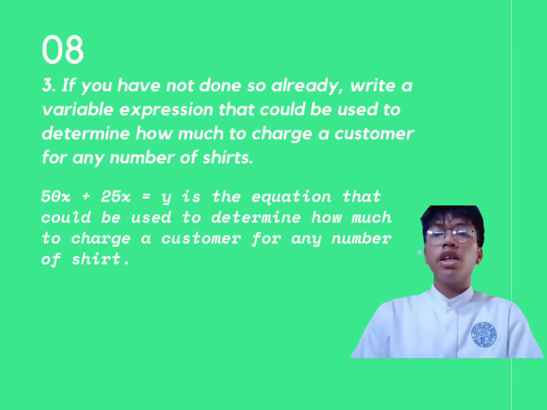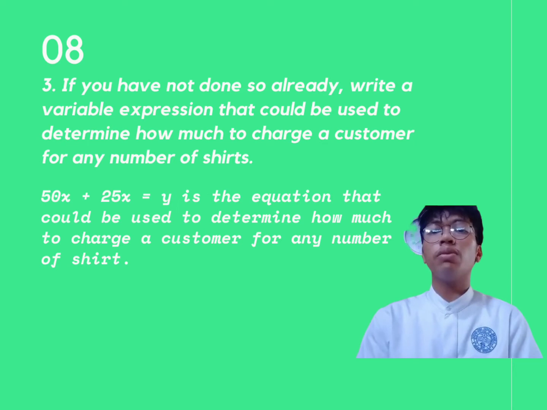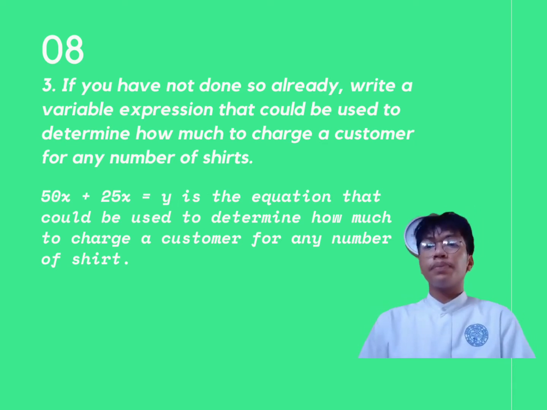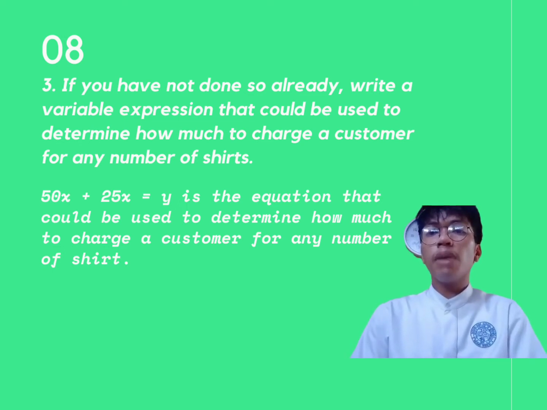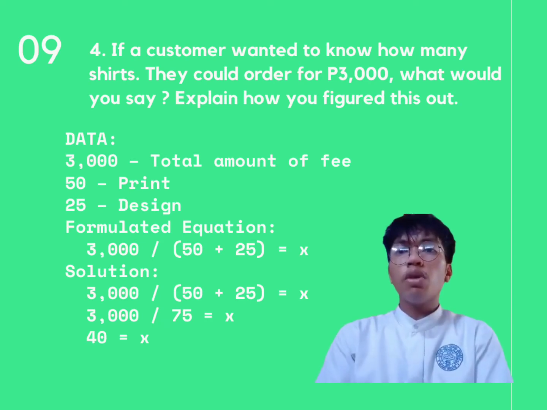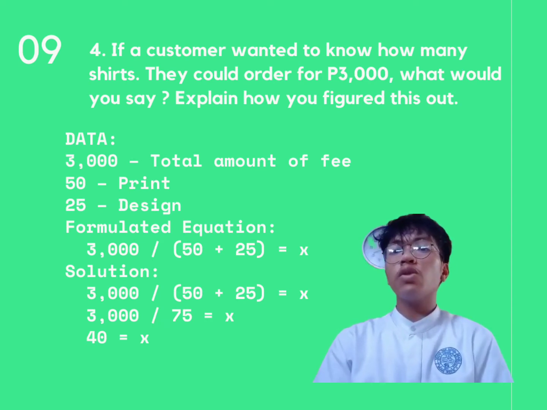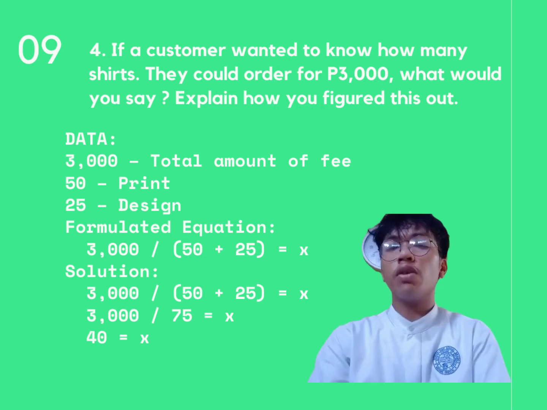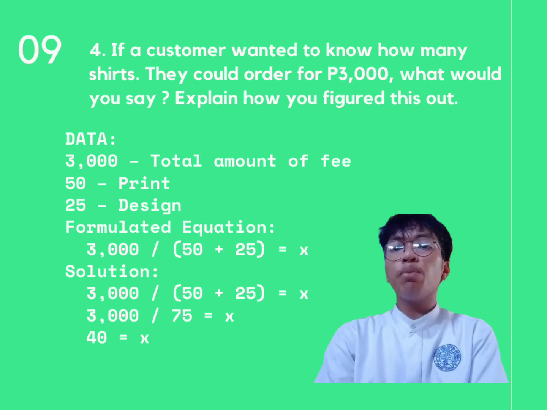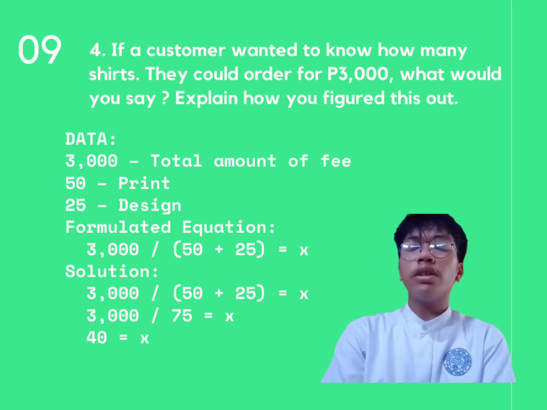Number 3. If you have not done so already, write a variable expression that could be used to determine how much to charge a customer for any number of shirts. 50x plus 25x is equal to y, the equation that could be used to determine how much to charge a customer for any number of shirts. If a customer wanted to know how many shirts they could order for 3,000, what would you say? Explain how you figure this out. Data: 3,000 total amount of fee, 50 print, and 25 for the design.